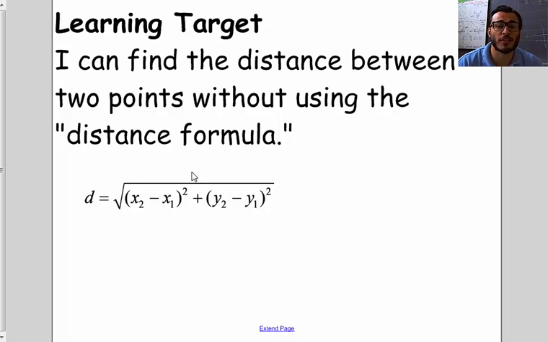Our learning target is to be able to find the distance between 2 points without using the distance formula. Some of you are having issues remembering this formula, so in this video I want to give you a way to still find distance without using the formula in case you forget it the day of the Regents.